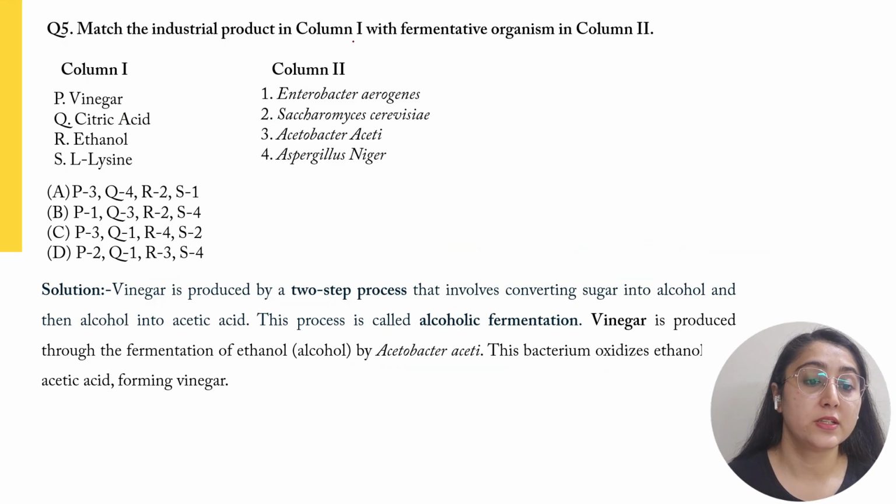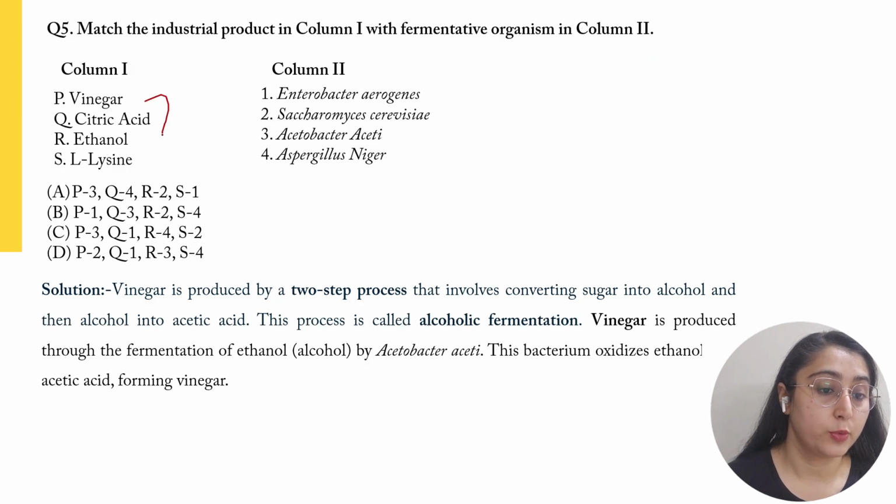Next is match the industrial product in column 1 with the fermentive microorganism which is given in column 2. So what we have here are the products, and here we are given the fermentive microorganisms, and we need to tell which is the correct match. So let's look at these products one by one.